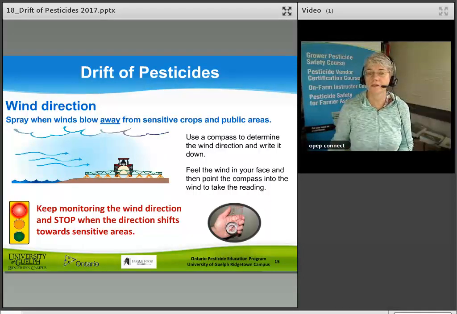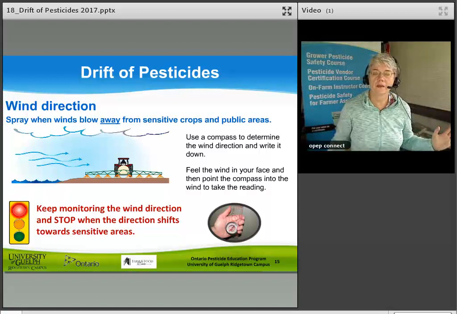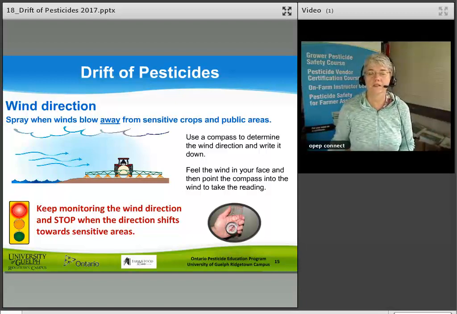Keep monitoring the wind direction. Stop when the direction shifts towards sensitive areas. You want to make sure you're always spraying where the wind is coming off of those sensitive areas.